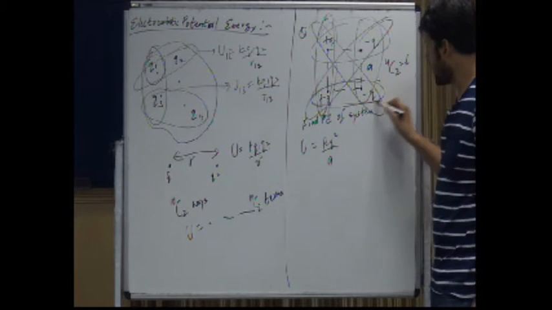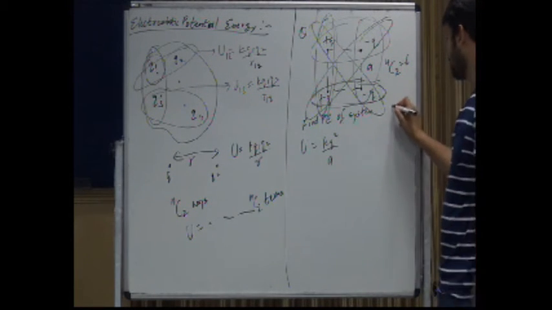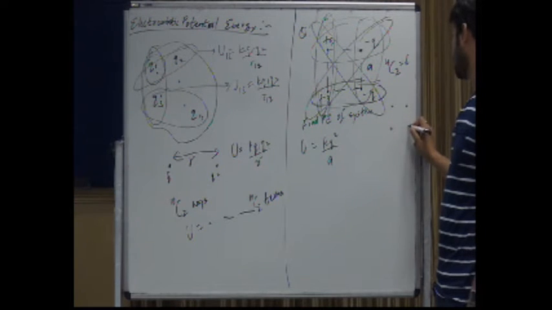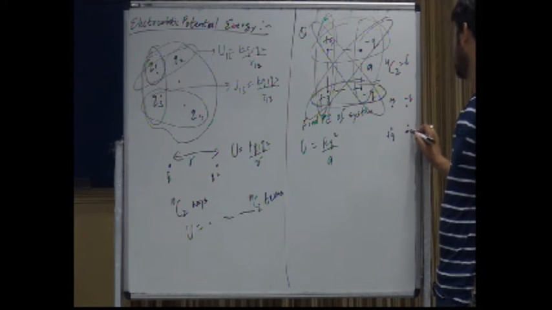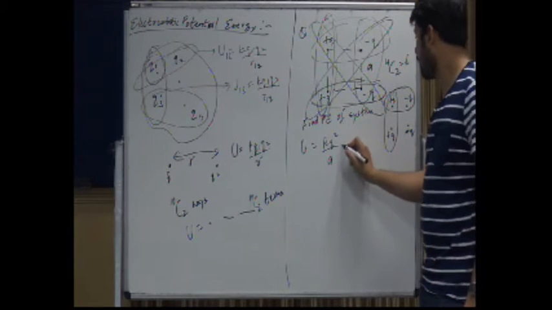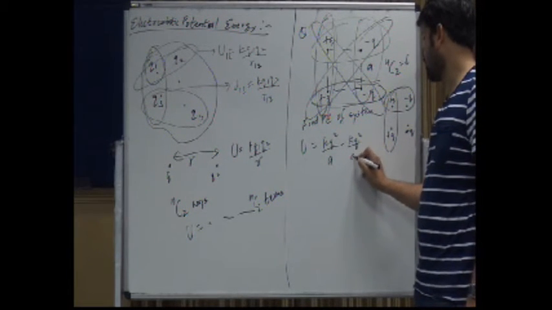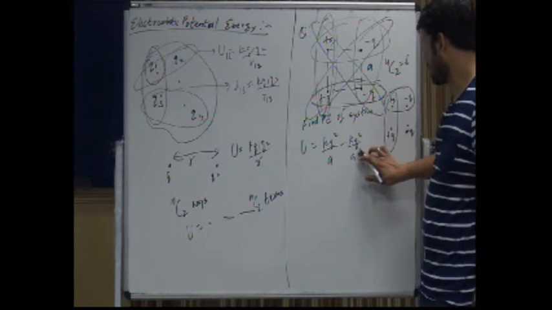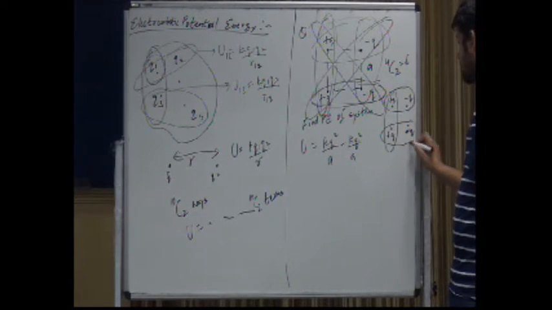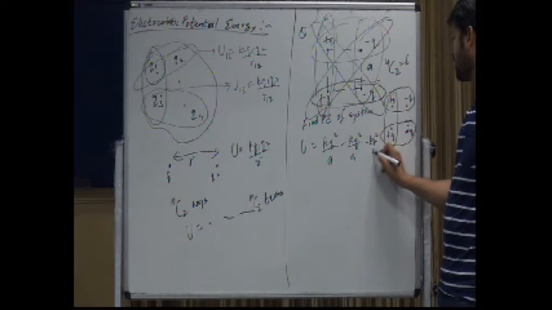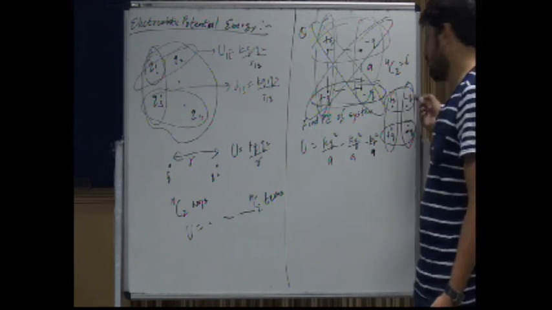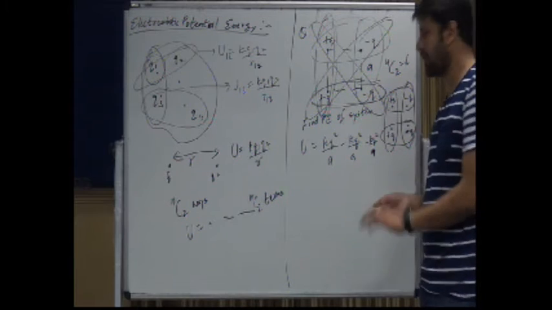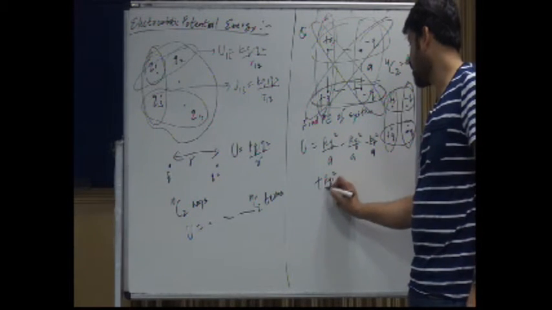The second pair, okay, I'll redraw because this is a little crowded right now. So this is the first pair. The second pair is this, for which the potential energy would be minus k q square by A. The third pair would be this, again minus k q square by A. For the fourth pair, the energy would be plus again, because both charges are negative, so minus q into minus q. So this would be plus k q square by A.